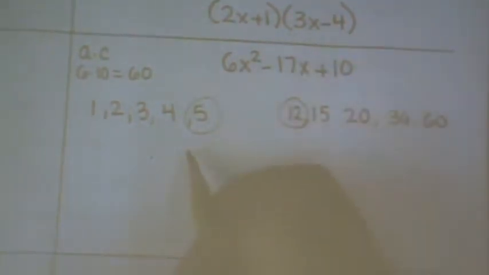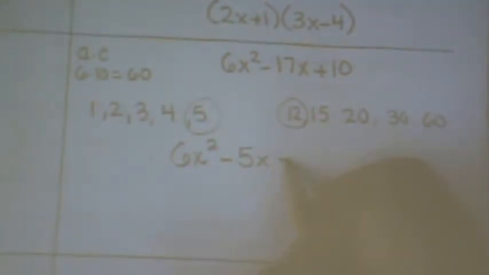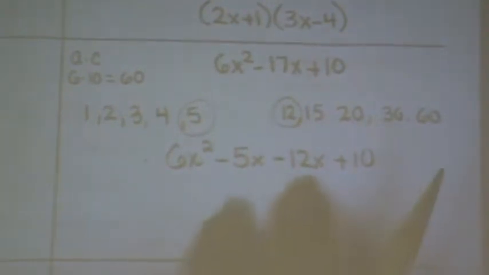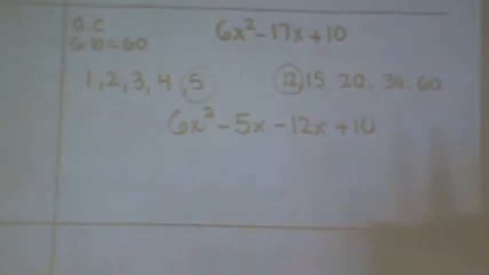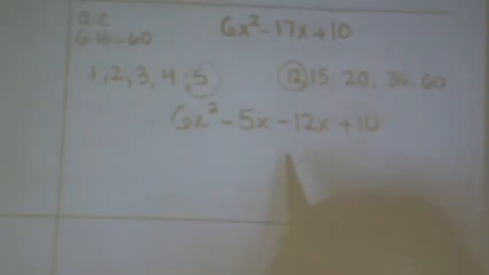So this is what we're going to write. 6x squared. Now it doesn't matter which one you put first. Negative 5x, negative 12x, and then plus 10. Does everybody understand? It'll be the same if you put the 12 first. So it's totally up to you. Now what is common in these two is an x. Nice. And you're left with 6x minus 5.